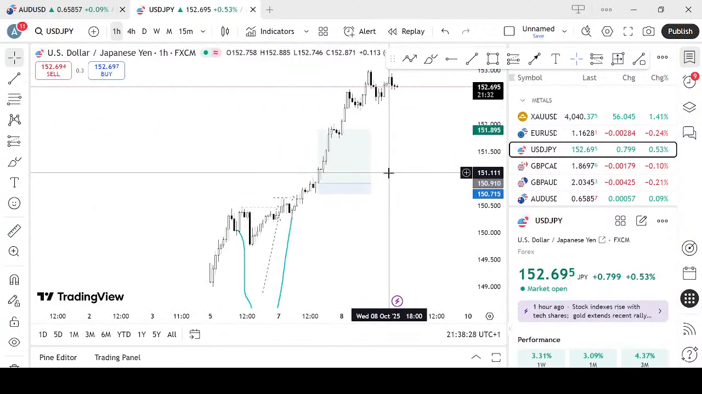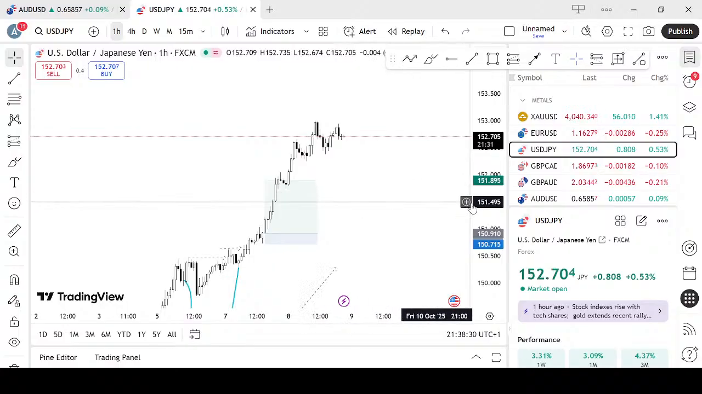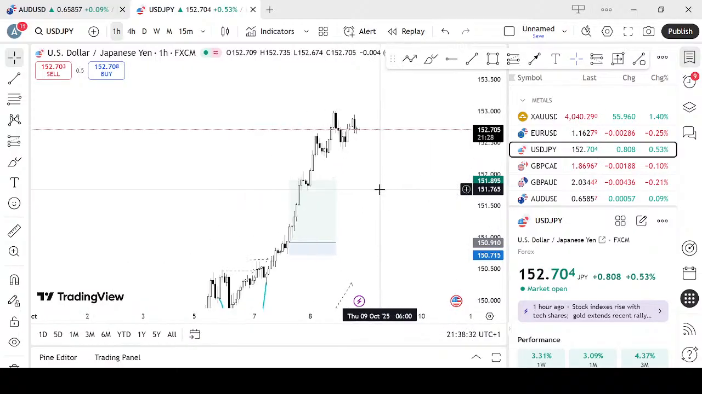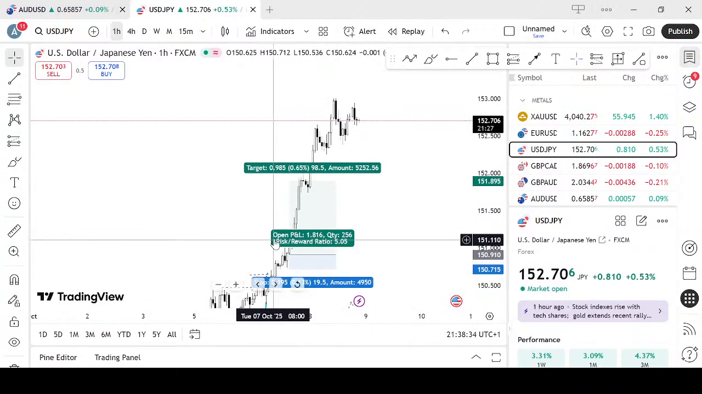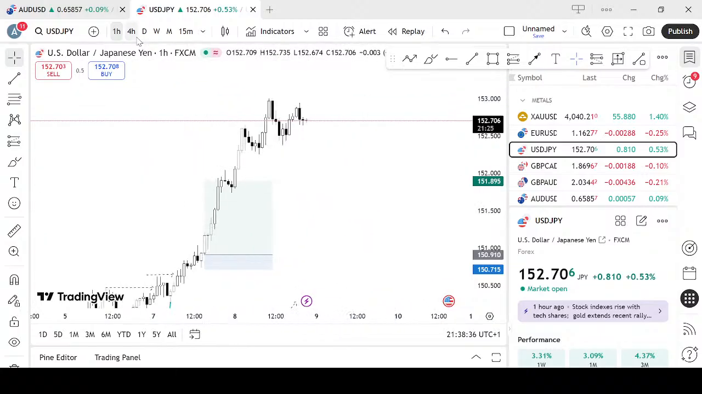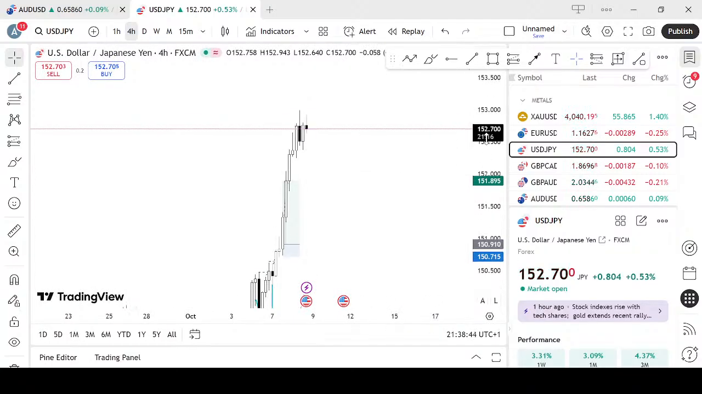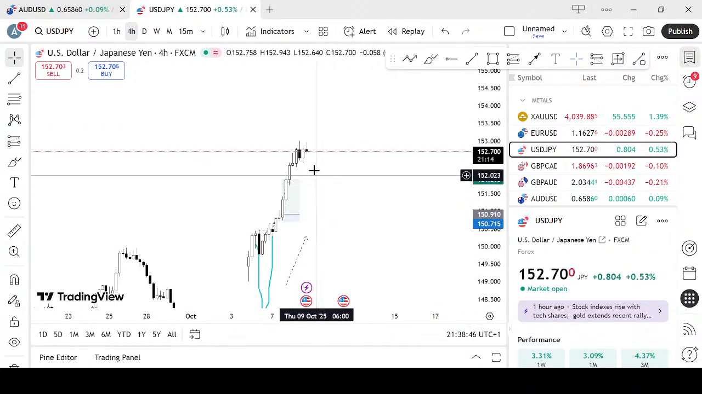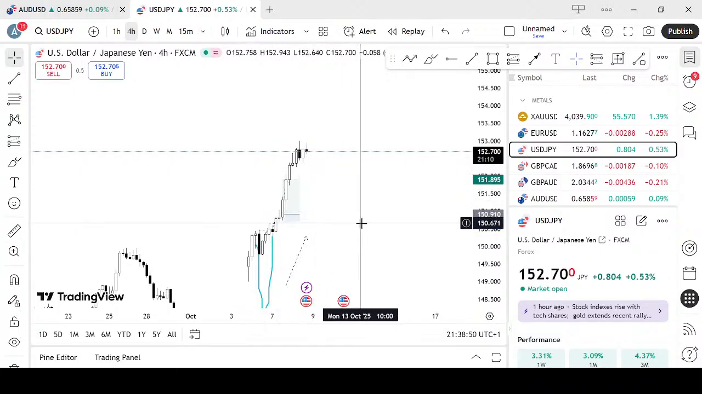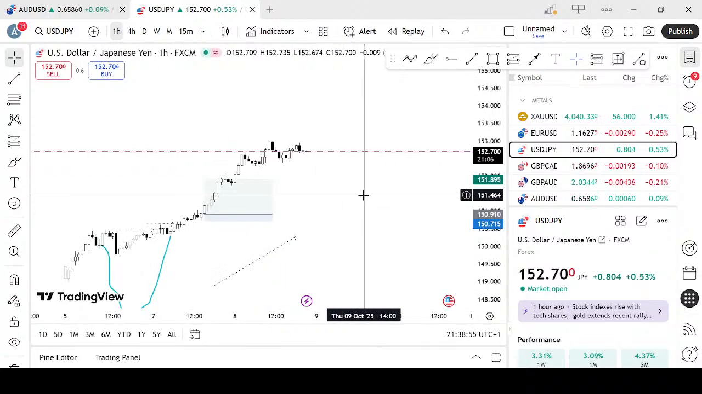USD/JPY, there is much power to the bull side and it's still going higher. There seems not to be any reversal move. I was expecting to see a little reversal into this area right here. Then I can decide to take it up after the confirmation on the 1 hour time frame.